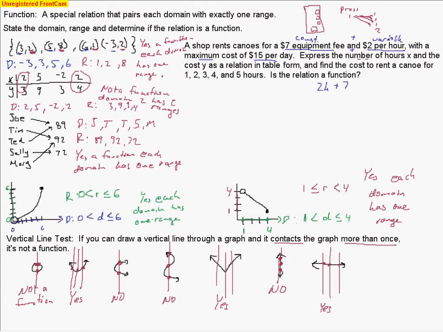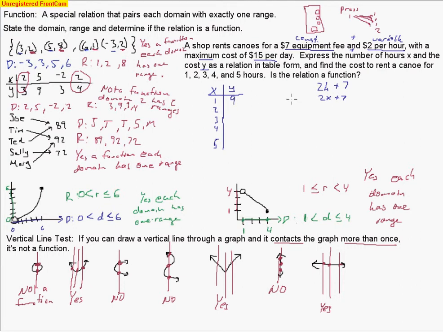So express the number of hours as x. So in place of h here, we're going to use x. And cost is y. Okay, and we're going to draw a table. So here's x, and here's y. And we're going to use these numbers here for the values of x, which are the hours we're running it. So 1, 2, 3, 4, and 5. And then they ask, is it a function or not? So let's go ahead and do it. We plug in 1 for x, into our equation. So 2 times 1 is 2, plus 7 gives me 9.